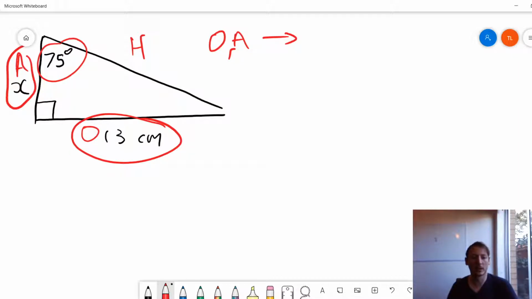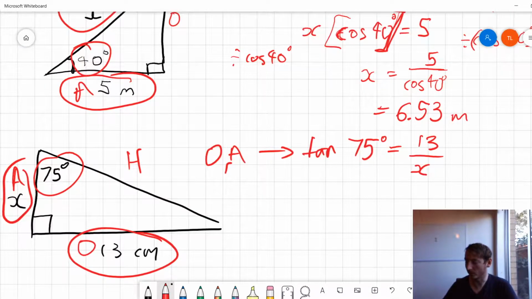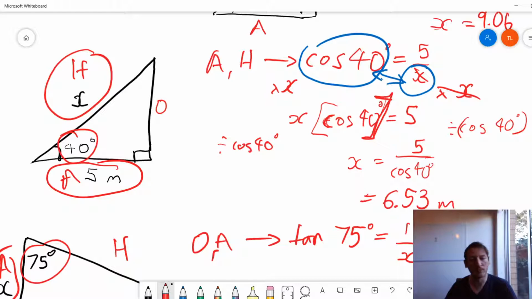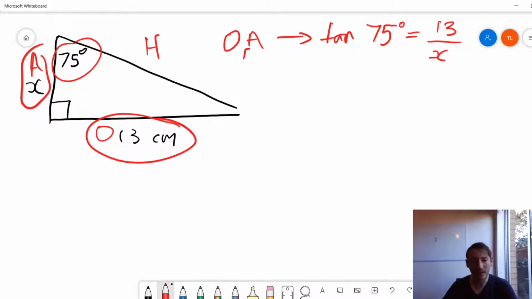O and A mean that I'm going to be using tan. So tan of 75 equals opposite over adjacent, 13 over x. Now, we notice that x is on the bottom of the fraction, the denominator. And so in our previous example, we did two steps to swap them, but this time we're just going to do it in one go. What we're going to do is times both sides by x, so that will come over to here, and divide by tan 75, so that one will come down to this side. And I'll be left with x equals 13 over tan 75 degrees.